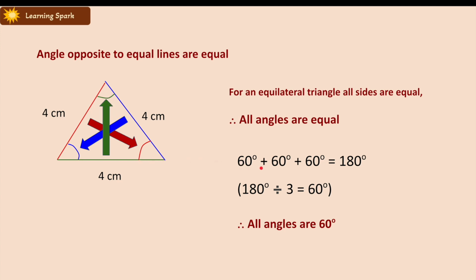Okay, and we already know that the sum of all angles is 180 degree, and these three are all equal, so all of these will be 60 degree. So 60 degree plus 60 degree plus 60 degree is basically 180 degree. So all angles are 60 degree for an equilateral triangle. This is another rule that you should know, that all angles of an equilateral triangle are going to be 60 degree.